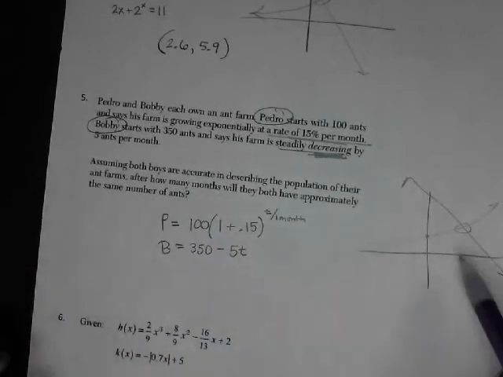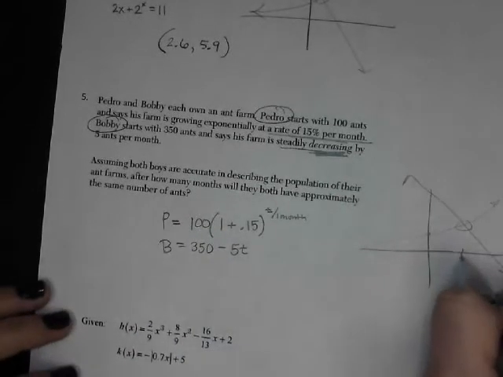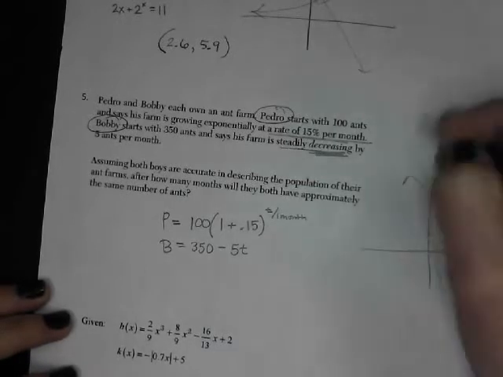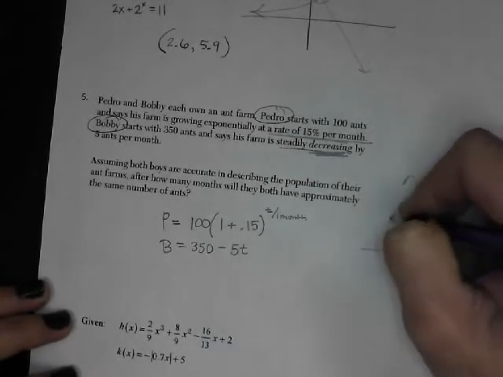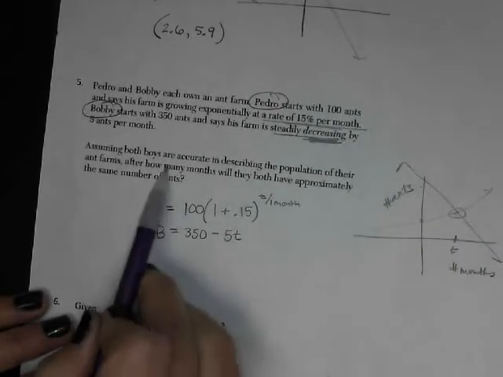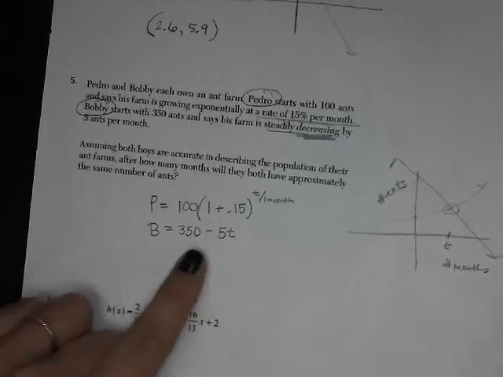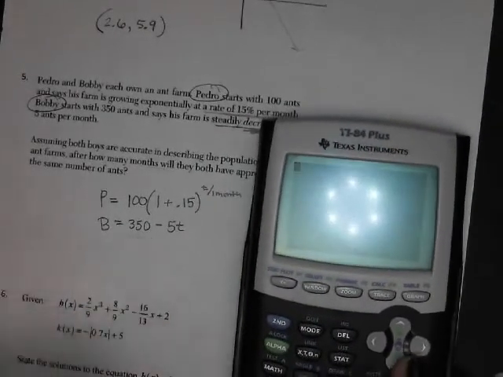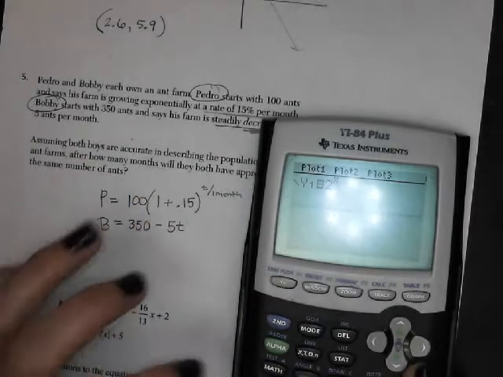After how many months will they have the same? So after how many months, this is T, number of months, and this is the total number of ants. So when we solve this, we only want to answer the question how many months, we only want the x-coordinate. Again, it doesn't say algebraically, so we'll just use the calculator.